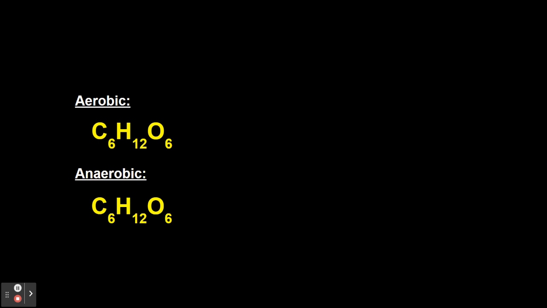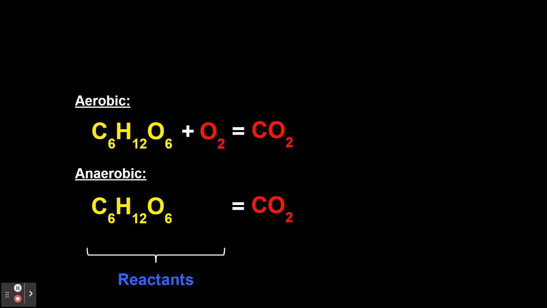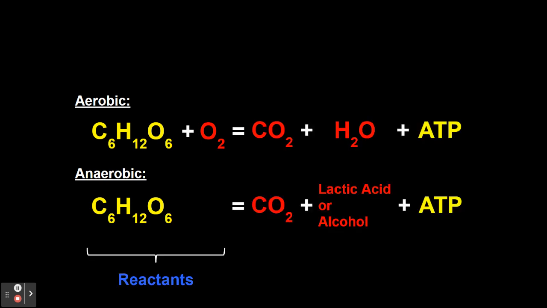So when we look at the formulas for these, again, we're taking glucose. Aerobic uses oxygen. And then in both cases, we are making ATP, but anaerobic either uses lactic acid fermentation or alcoholic fermentation.